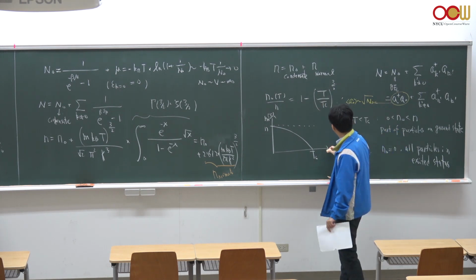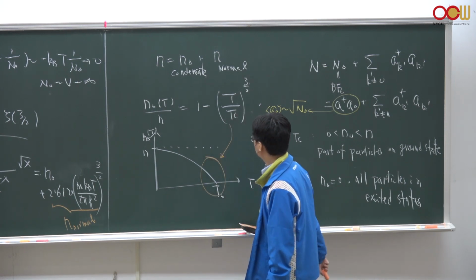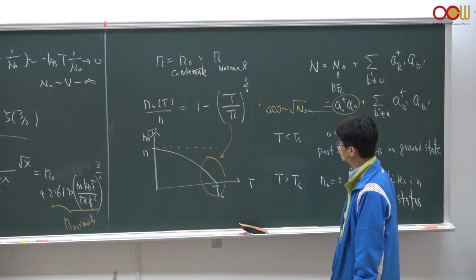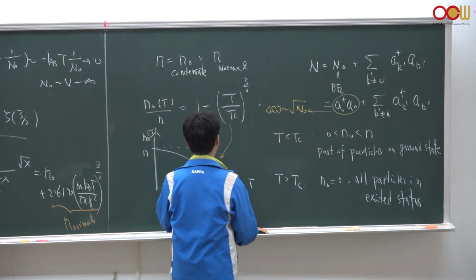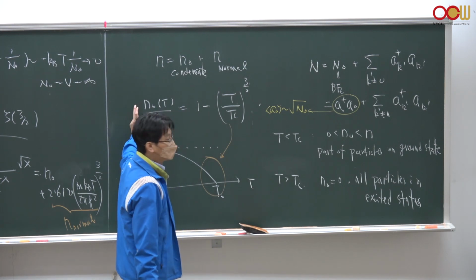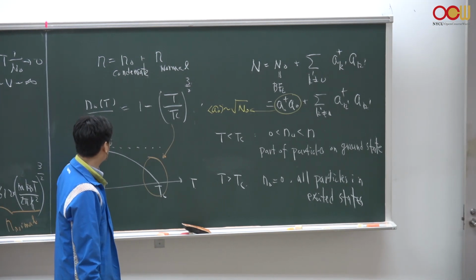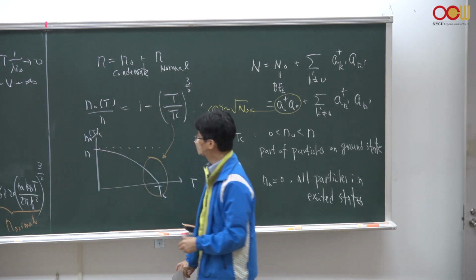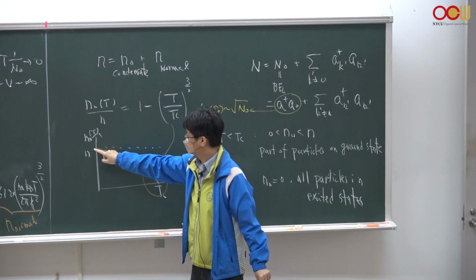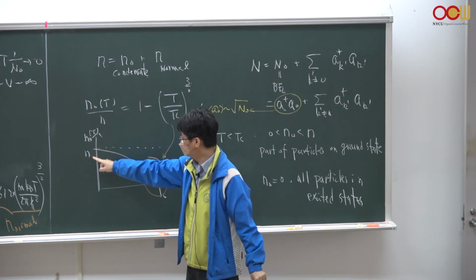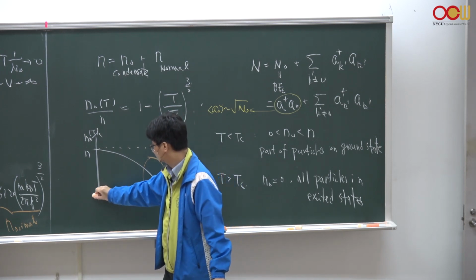So this is the behavior that is close to Tc. Okay, so you can see that when temperature is 0, all the bosons stay in this condensate ground state, where this N0 is nothing but N. Therefore, the ratio is actually 1. Okay, N is actually the N0 when temperature is precisely 0.